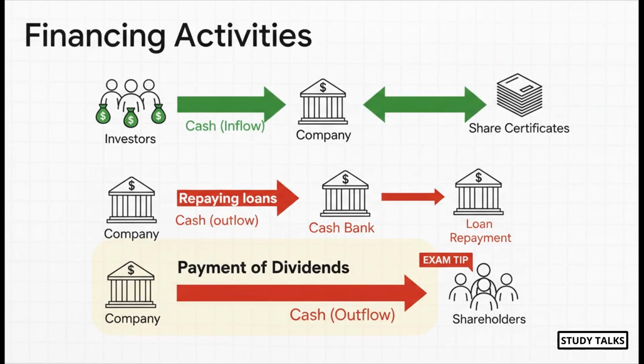And that leaves us with financing activities. This is all about the money you get from owners and lenders. So when you issue new shares or debentures to get cash, that's a financing inflow. When you pay back a long-term loan or redeem some of those shares, that's an outflow. And, very importantly, paying dividends to your shareholders is a financing outflow because you're returning cash to your capital providers.